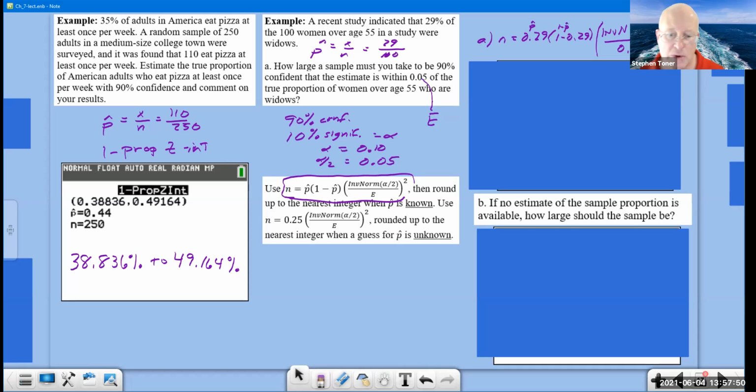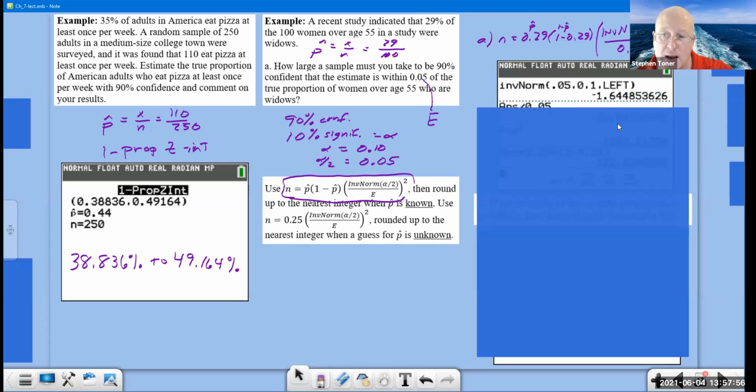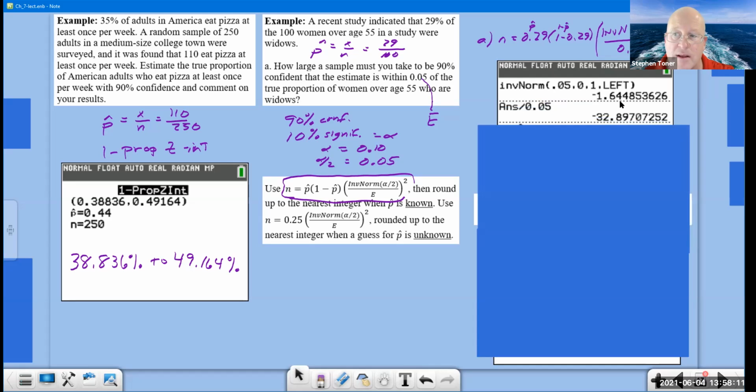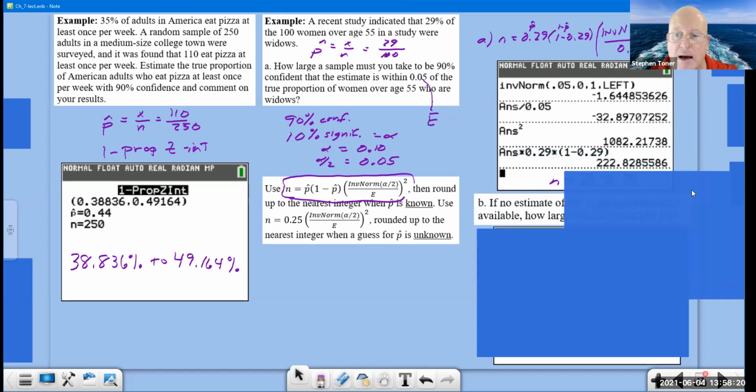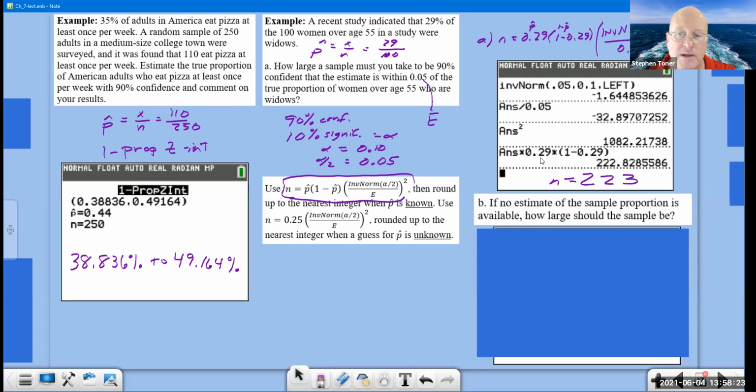Now I do this in multiple steps. I'm going to start with my inverse norm on that top row. Just like before, it's under the standard normal curve with mean of 0 and standard deviation of 1 and the area to the left. Then I'm going to finish that fraction, divide by the 0.05. Now that fraction is going to get squared. There we have it. And then I have these two numbers out in front that need to be multiplied by, and that's what I did. I times it by 0.29 and then 1 minus 0.29. And then when you get an answer, you always round up to the next largest whole number.